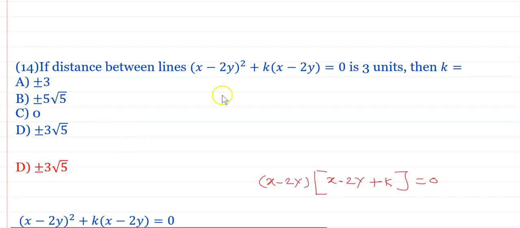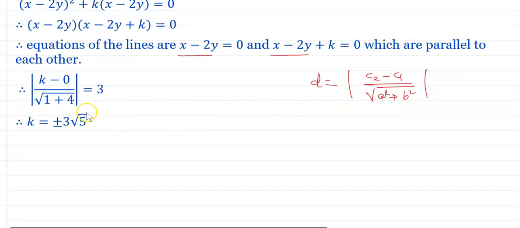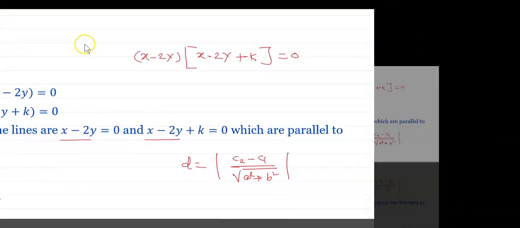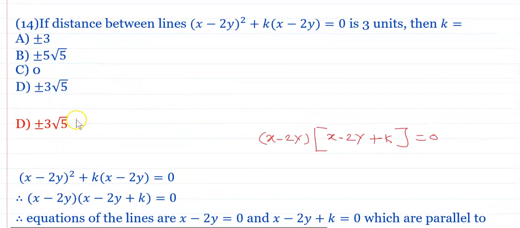Applying the distance, the distance is 3. After simplification, 1 plus 4 is 5. After removing the modulus sign, you will get plus or minus 3. Therefore k equals plus or minus 3 root 5. And hence option D is the correct one.